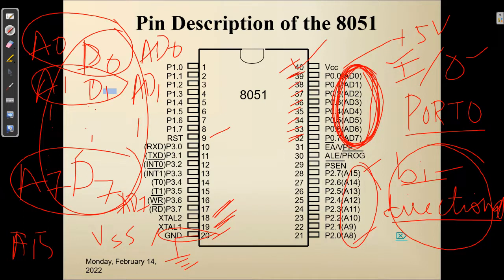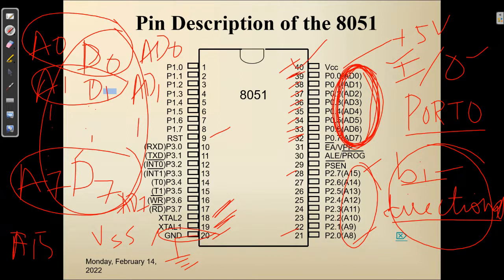Whenever you want to see port 2, you have to see the bottom right hand side. So port 2 is from pin number 21 to pin number 28. The port pins are P2.0, 2.1, 2.2, dot dot dot P2.7.